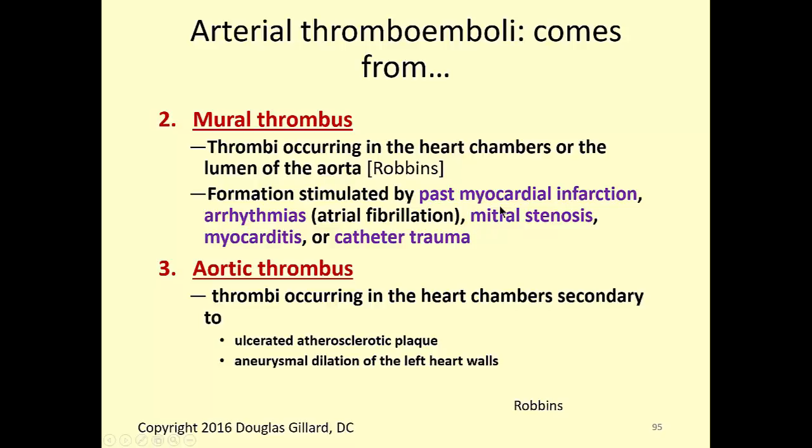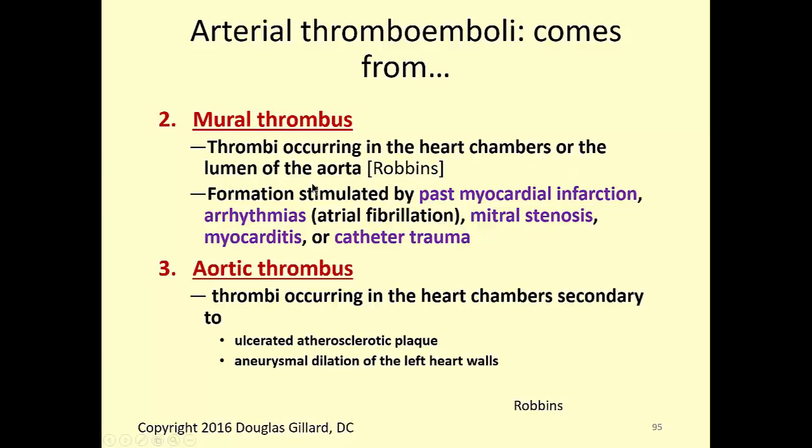The formation is stimulated by a past myocardial infarction. So if you survive a myocardial infarction, a blood clot or thrombus could form on the inside of the heart over the area of the tissue that died. That's quite common. That's called a mural thrombus, and if it breaks loose, which it can, it becomes an emboli, and you can get a stroke from that.